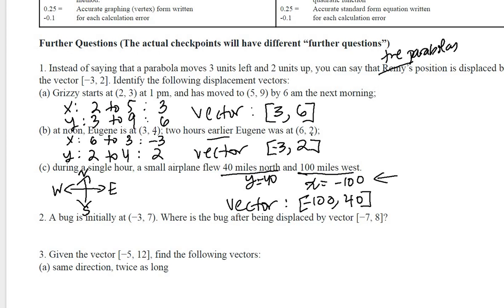A bug is initially at negative 3, comma 7. Where's the bug after being displaced by a vector negative 7, comma 8? So what's happening to x? Well, we're taking 7 away from x. So the new x value will be negative 10. What's happening to y? Well, we're adding 8 to it. So 7 plus 8 brings us to 15. So our new location will be negative 10, comma 15.